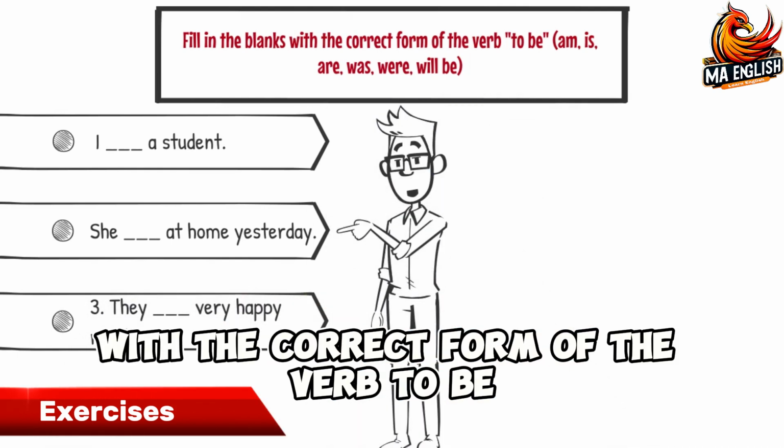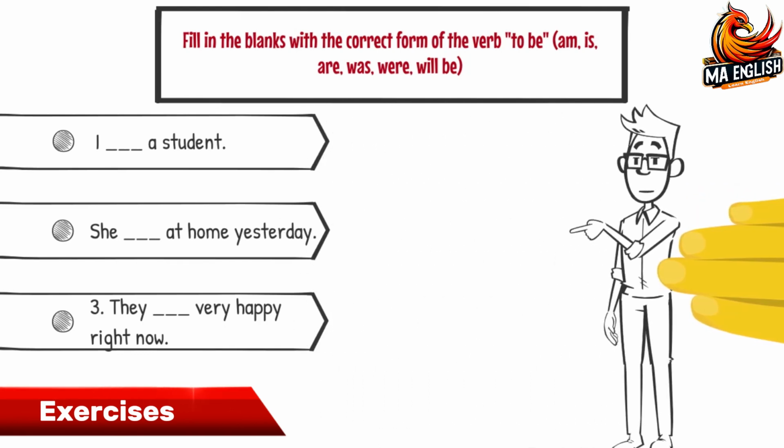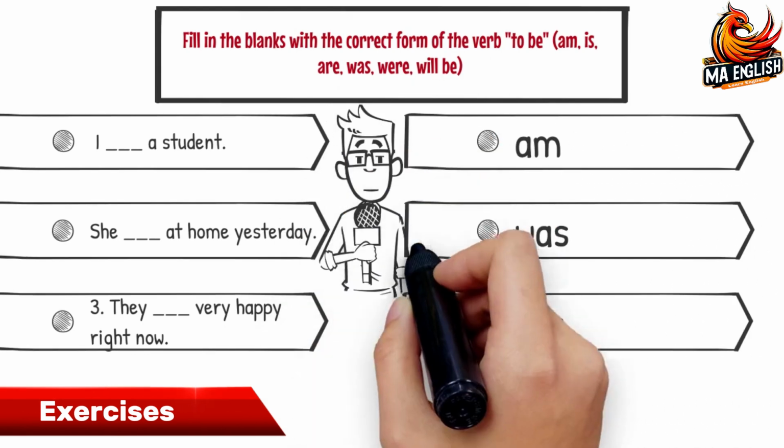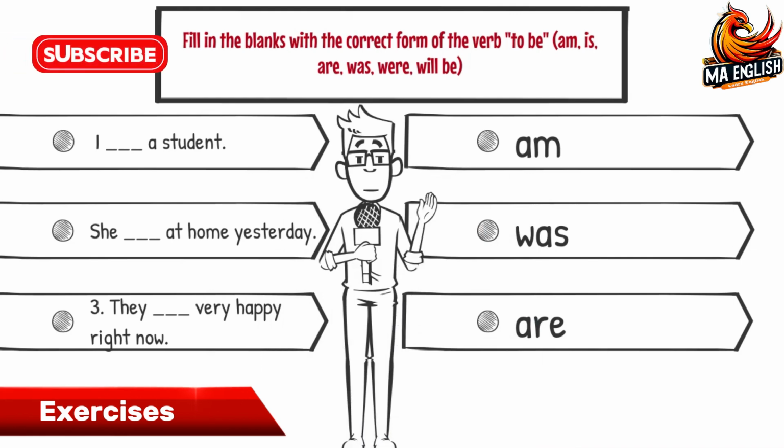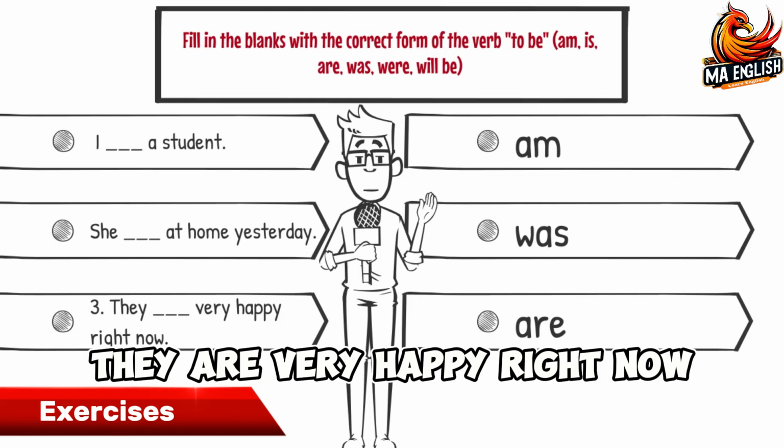Fill in the blanks with the correct form of the verb to be. I am a student. She was at home yesterday. They are very happy right now.